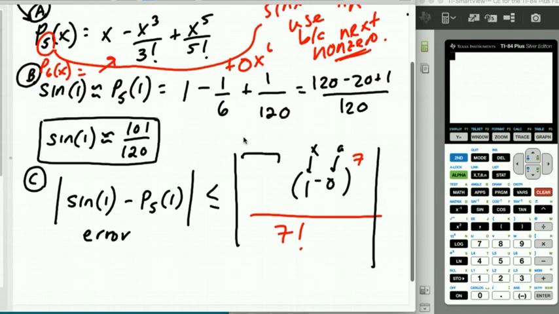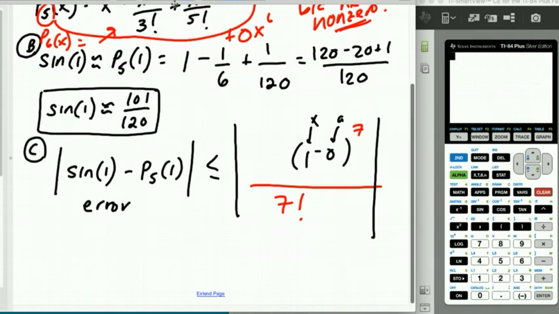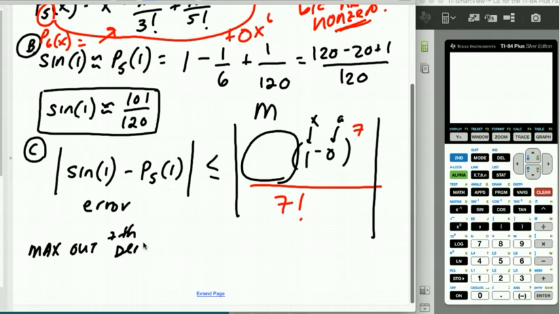I need to max out the 7th derivative of sine, right? So sorry, we need to max out right here. This is my m, right? I need to max out the 7th derivative of sine of x on this interval, right?